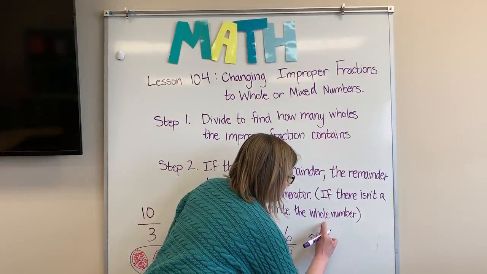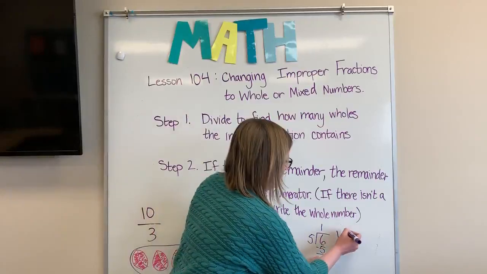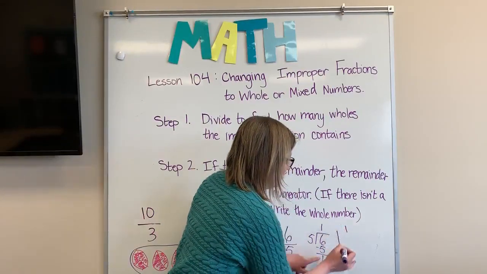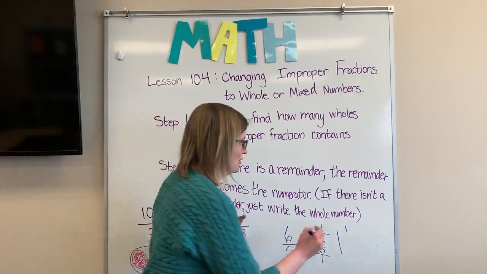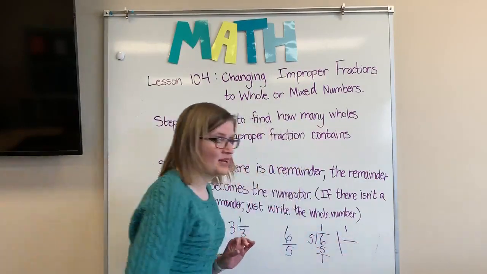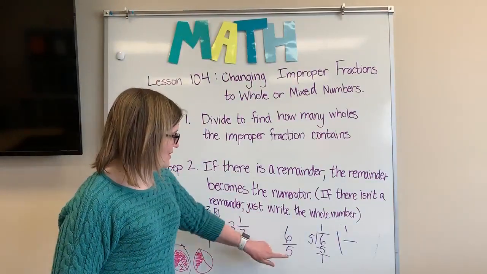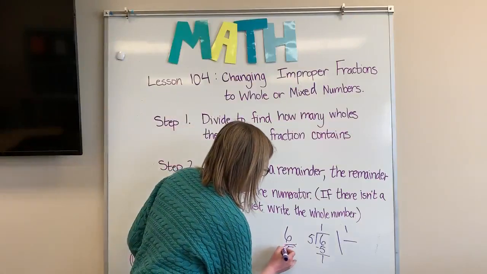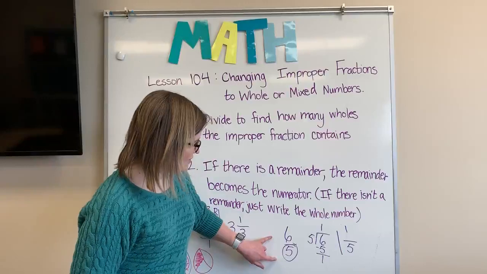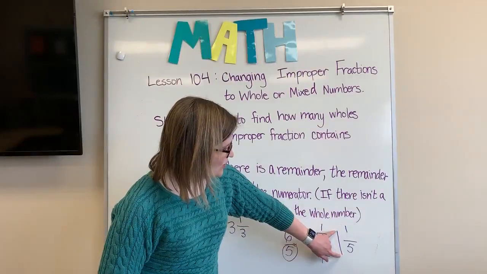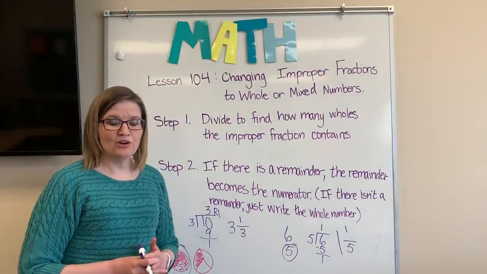We take this number, it's our whole number, and our leftover, our remainder, is now the numerator, and then we need to put in our denominator. And our denominator is going to stay the denominator from earlier. So 6/5 is 1 1/5. I hope that that helps you.